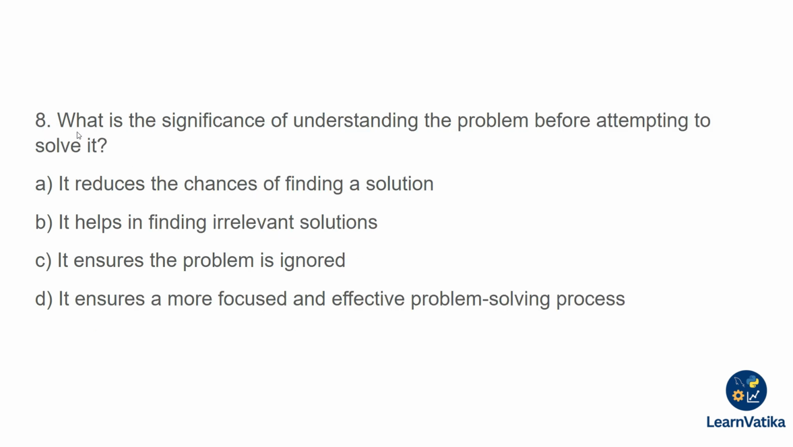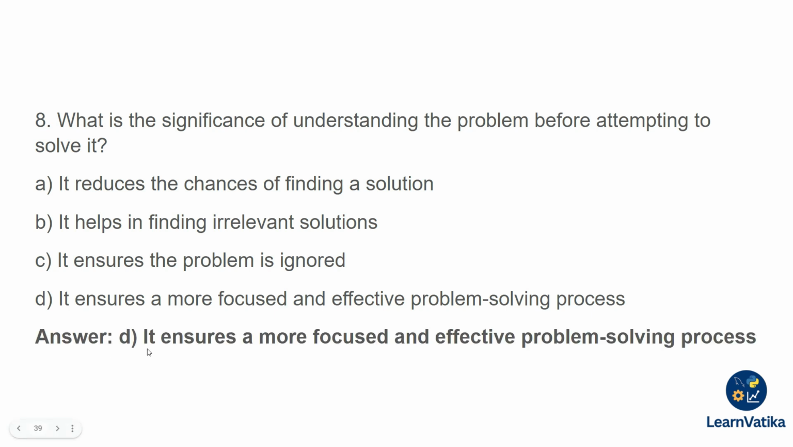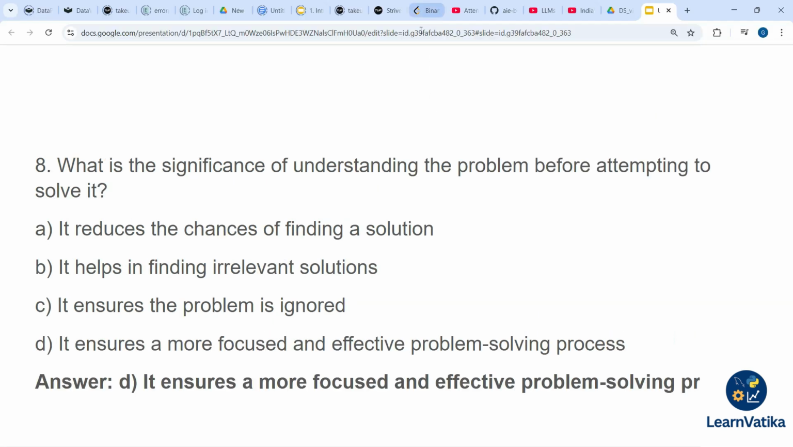So the eighth question, what is the significance of understanding the problem before attempting to solve it? Option A, it reduces the chances of finding the solutions. Option B, it helps in finding irrelevant solutions. Option C, it ensures the problem is ignored. Option D, it ensures a more focused and effective problem solving process. The answer is option D, it ensures a more focused and effective problem solving process.